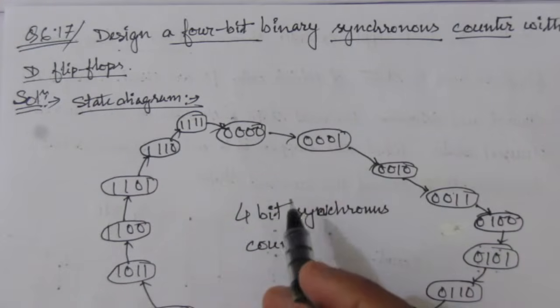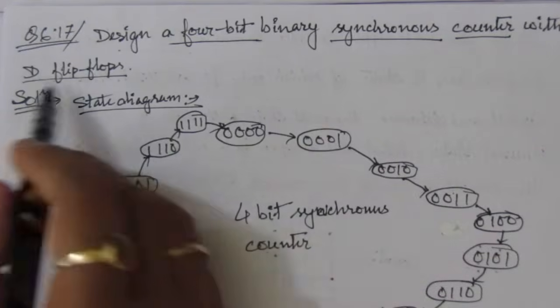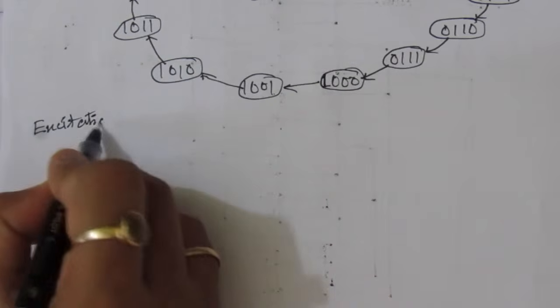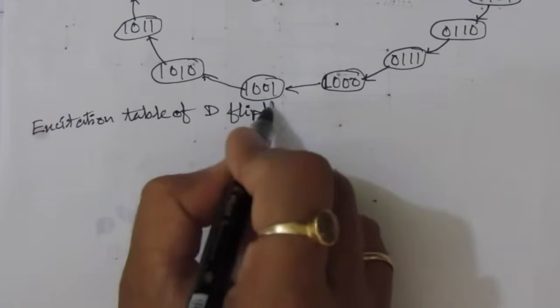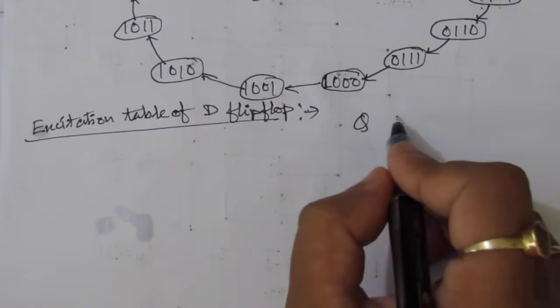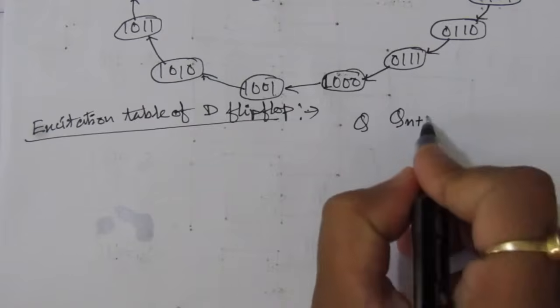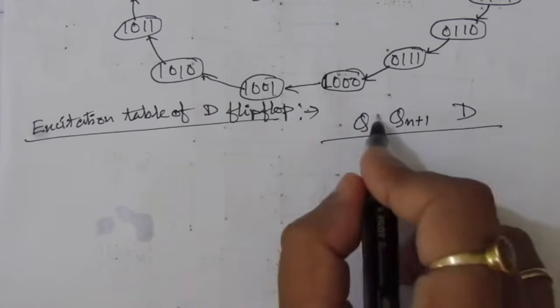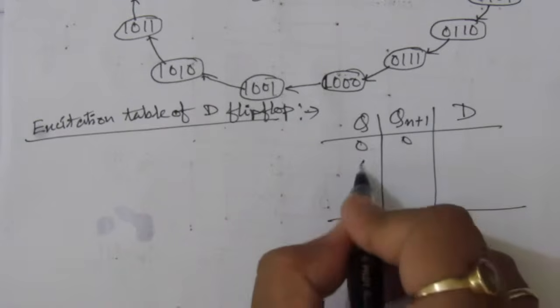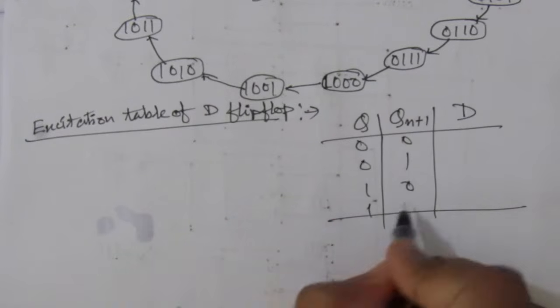Before designing this circuit, we have to understand the excitation table of the D flip-flop. Suppose Q is the present state and Q of n plus 1 is the next state. Then what will be the D input? We have to find out. The combinations are 00, 01, 10, 11.